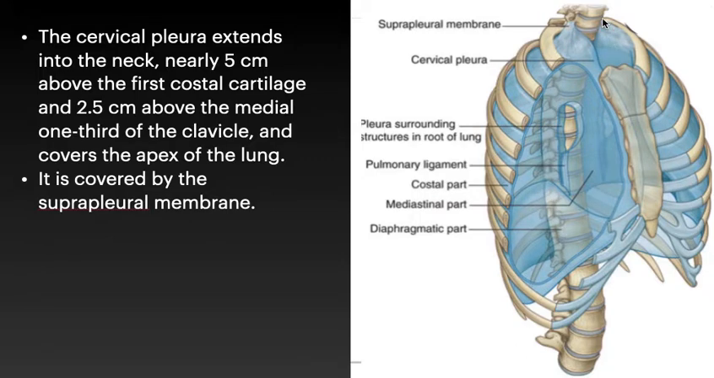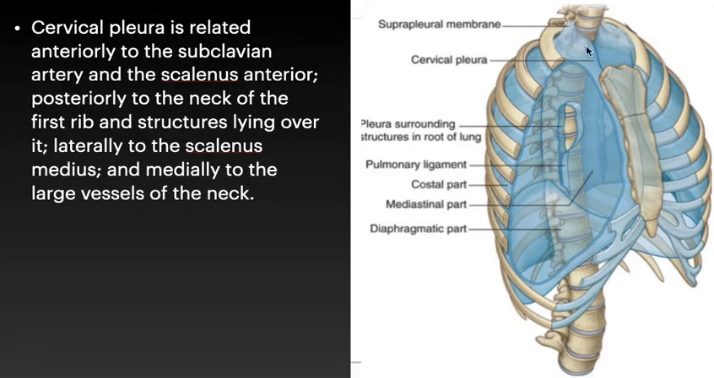The cervical pleura extends into the neck nearly 5 cm above the first costal cartilage and 2.5 cm above the medial 1/3 of the clavicle, covering the apex of the lung. Here it is covered by the suprapleural membrane. Cervical pleura is related anteriorly to the subclavian artery and the scalenus anterior, posteriorly to the neck of the first rib and structures lying over it, laterally to the scalenus medius, and medially to the large vessels of the neck.